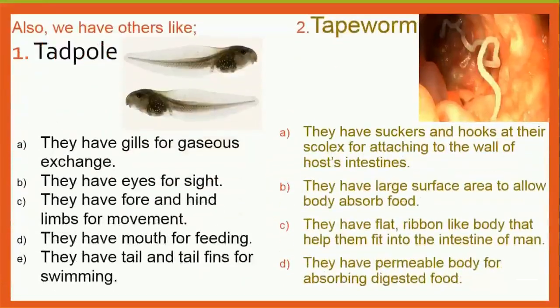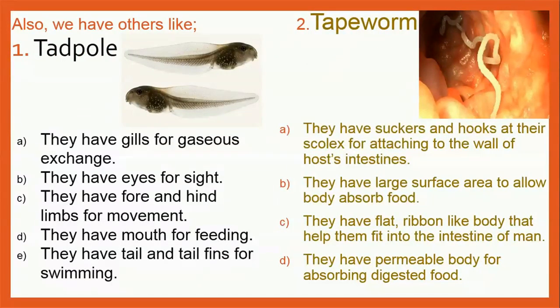Also we have other organisms like tadpole. Tadpoles, take note, are baby or young toads or young frogs. What are their adaptive features? They have gills for gaseous exchange. They have eyes for sight. They have fore and hind limbs for movement. They have a mouth for feeding. They have a tail and even tail fins that enable them to swim in water.